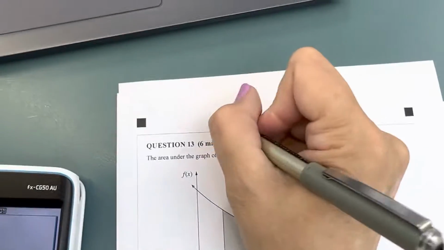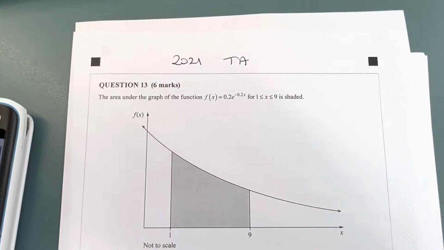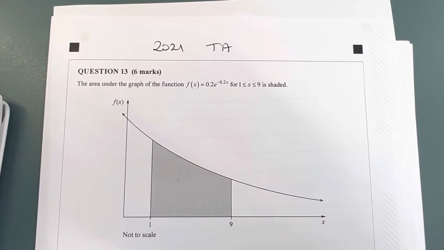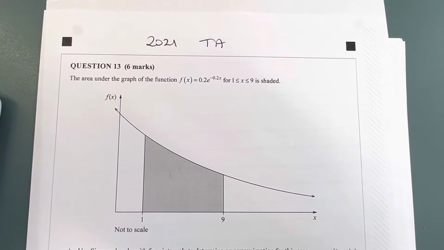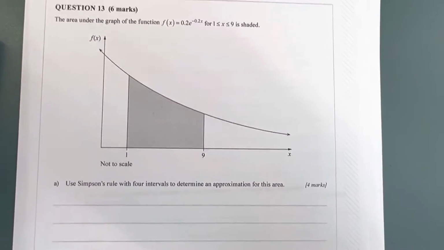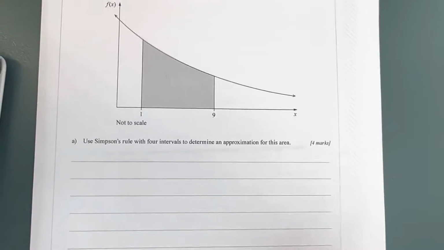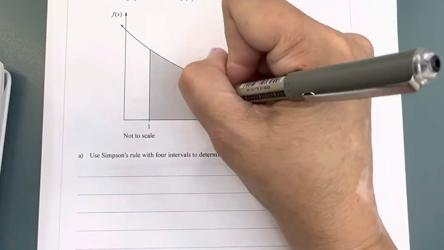Okay, this is question 13, the 2021 paper, Tech Active. This question talks about the area under the graph of f(x) = 0.2e^(-0.2x) from 1 to 9, which is shaded in the picture. Use Simpson's rule with 4 intervals to determine the approximation for this area. So I've got to split this into 4 intervals.